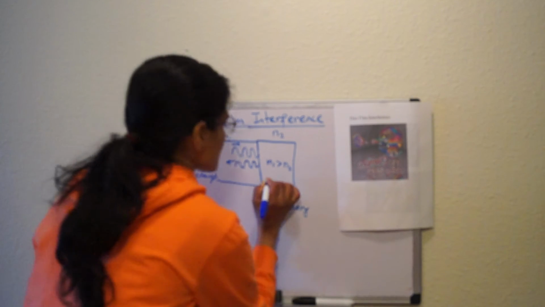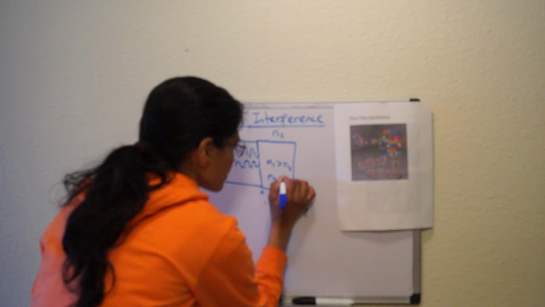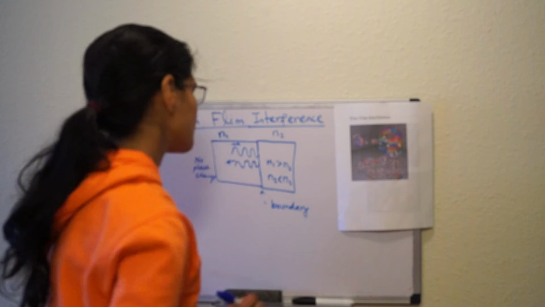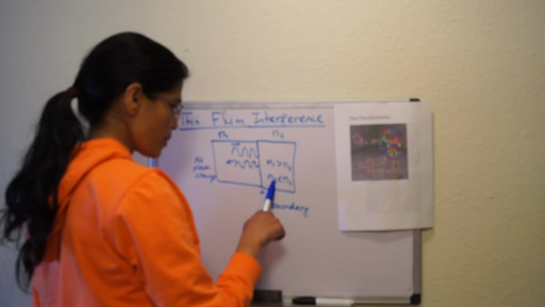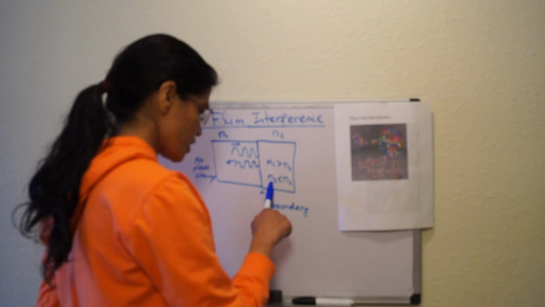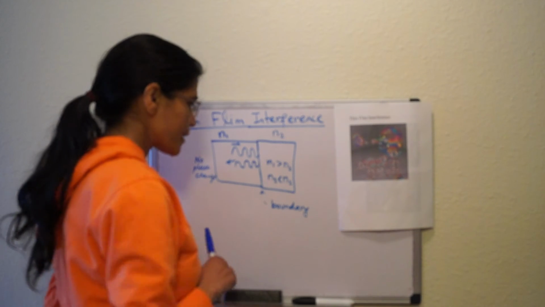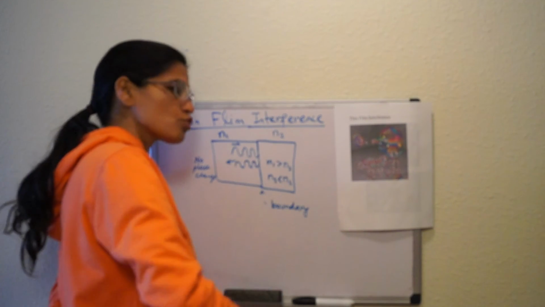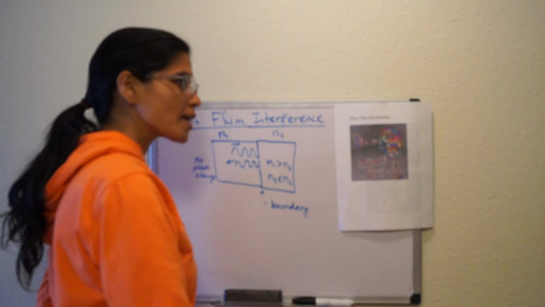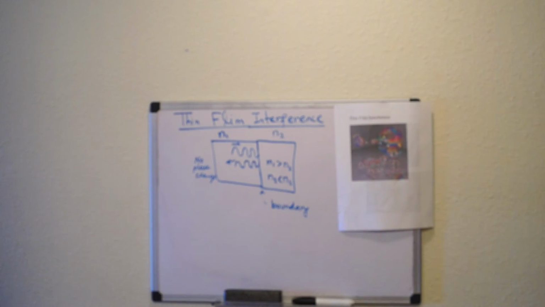Now what happens if n1 is smaller than n2, meaning the light is going from a medium with the lower refractive index to the medium with higher refractive index? Now instead of light going from air to water, it's coming from water to air. What happens? What do you think would happen over there?